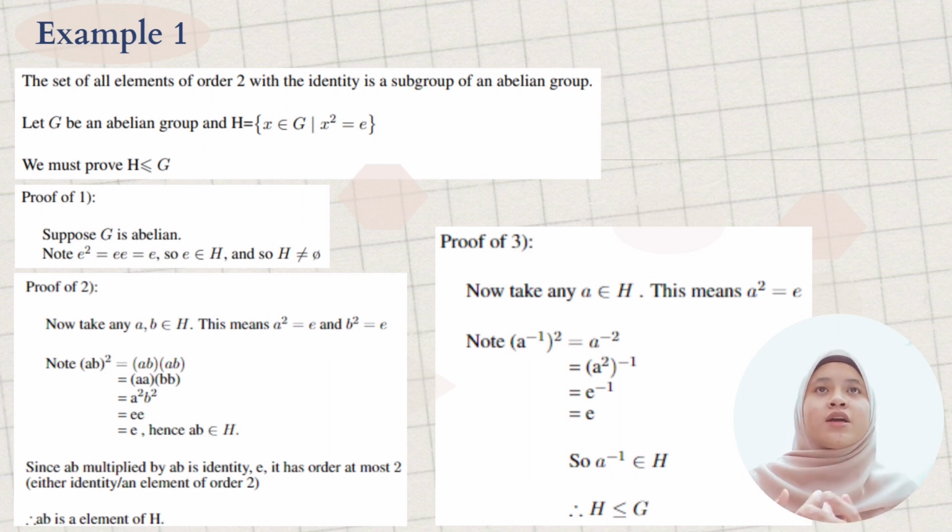Proof of 3. Now take any A in H. This means A squared equals E. Note A to the power of negative 1, squared, equals A to the power of negative 2, equals the inverse of A squared, equals E to the power of negative 1, equals E. So A inverse is in H. Therefore, H is a subgroup of G.